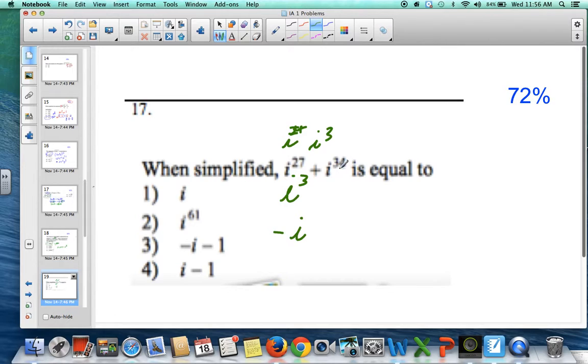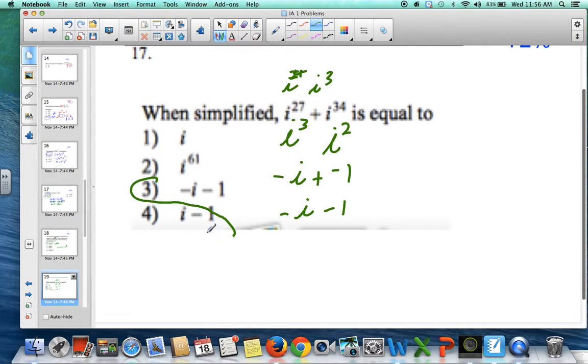So this basically is i to the 3rd, which is negative i. And i to the 34th: 34 is just above 32, which is a multiple of 4, so that's going to be i to the 2nd. So that's plus negative 1, or negative i minus 1. That's the answer they're looking at.